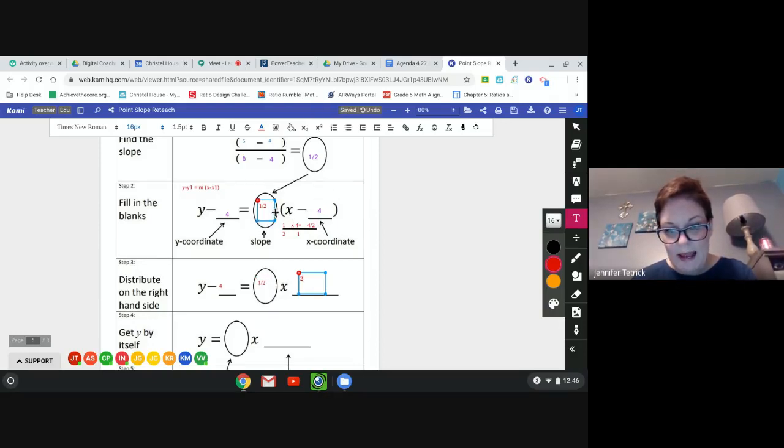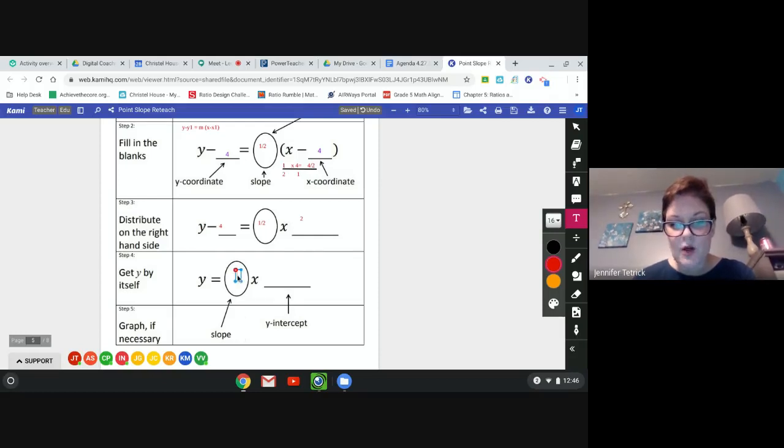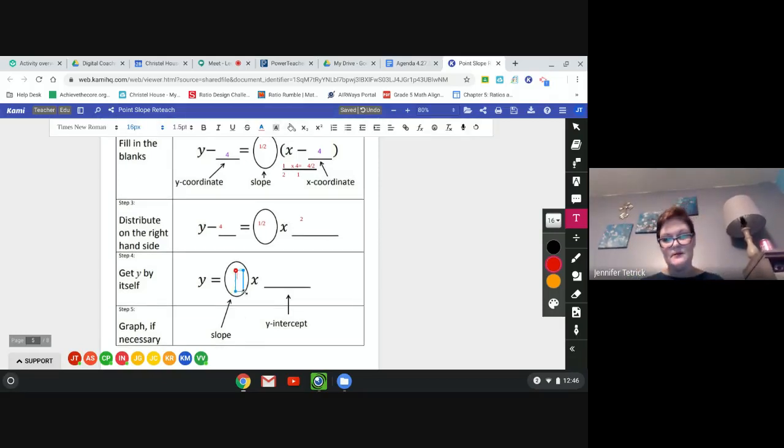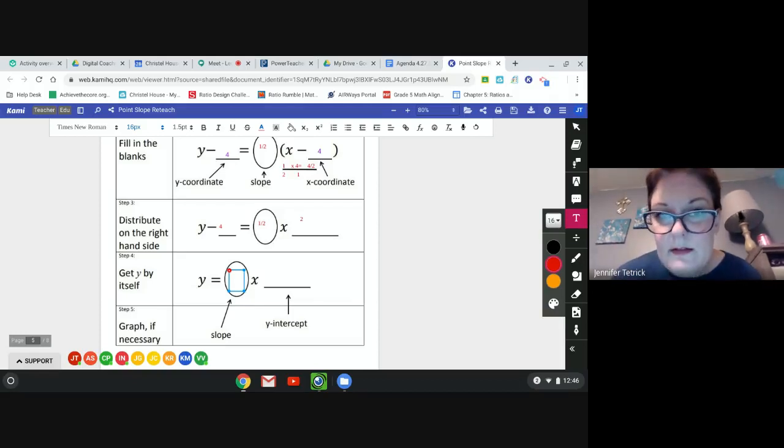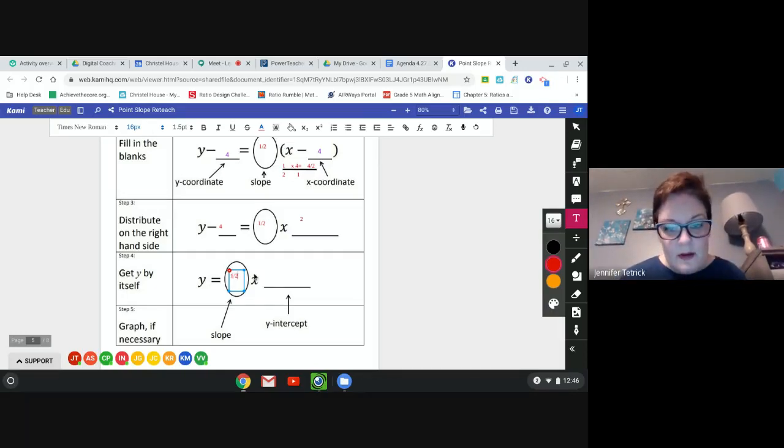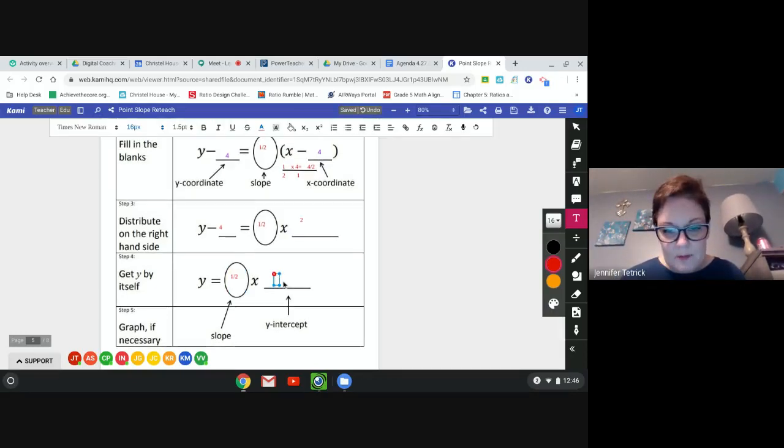Okay, so now we have distributed over here. We took 1/2 times x, which gave us 1/2 x. And then we took 1/2 times 4 over 1, which gave us 4 over 2, and we reduced that to 2. Now, I want my y alone. Does my slope change? Yes or no? Type it in the chat box. No. Thank you.